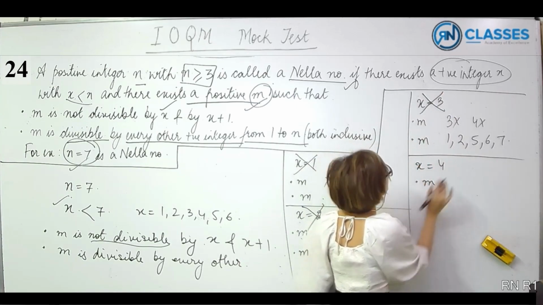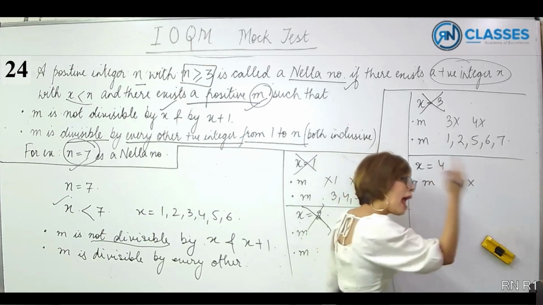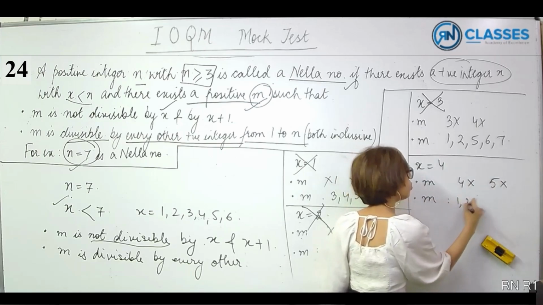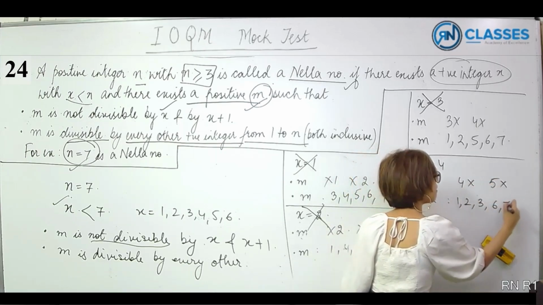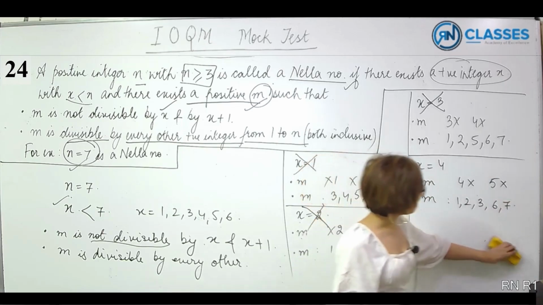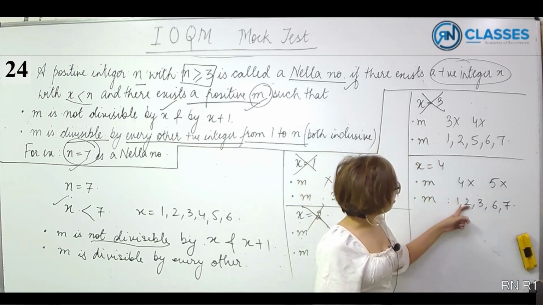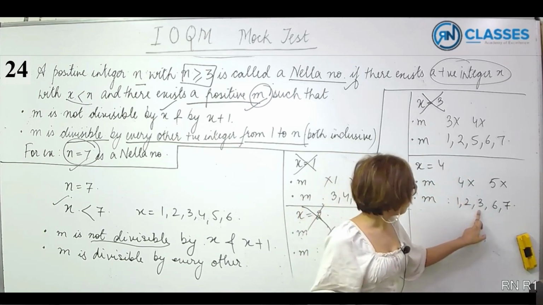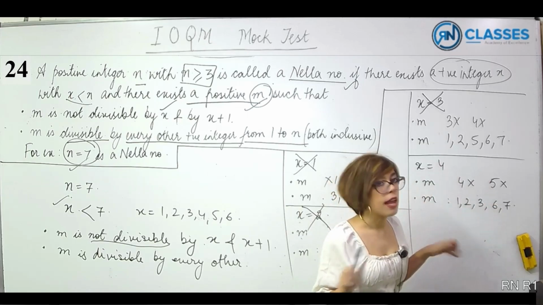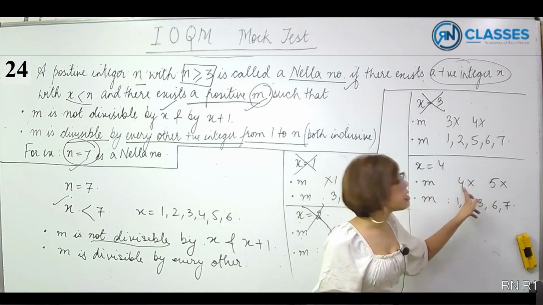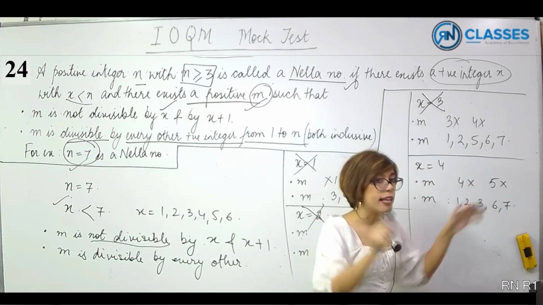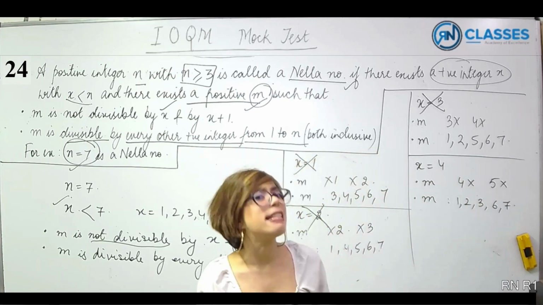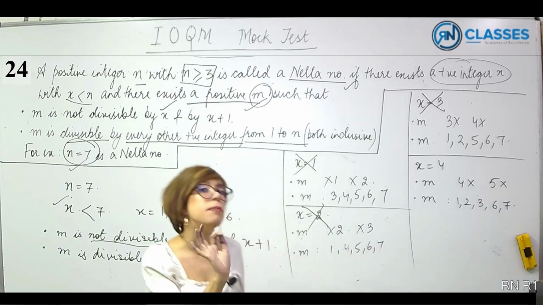M should be such that it should not be divisible by 4 and it should not be divisible by 5. But m should be divisible by 1, 2, 3, 6, 7. Now, the thing is, if I look at divisibility by 2, it might be divisible by 4, might not be. I cannot conclusively say. 3 might be, might not be. 6 might be divisible by 4, might not be. 7, conclusively, I cannot say. That means I'm not able to say precisely anything in this regard. So maybe I'll be able to find it.